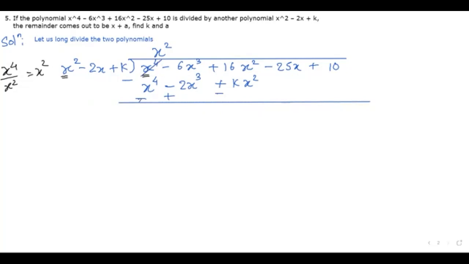X raised to 4 and minus x raised to 4 will get cancelled. Very carefully, minus 6 plus 2, what? Minus 4x cube. And now, see, this is 16 and k, two different terms. Bring them as it is. What they are doing is 16 minus k with x square as common. We are not going to do any such difficult things. Plus 16x square minus kx square.